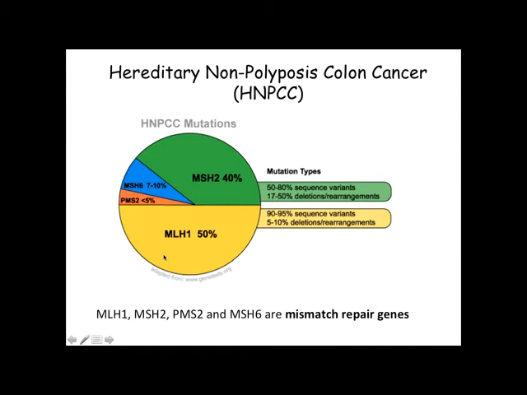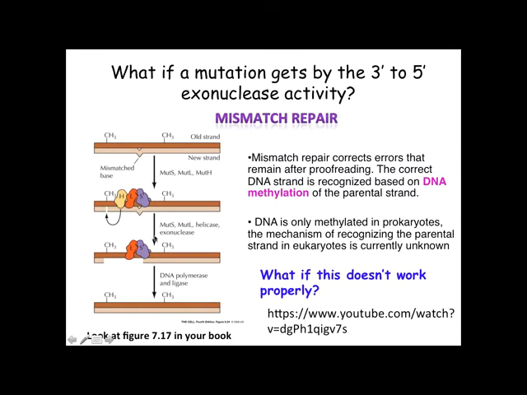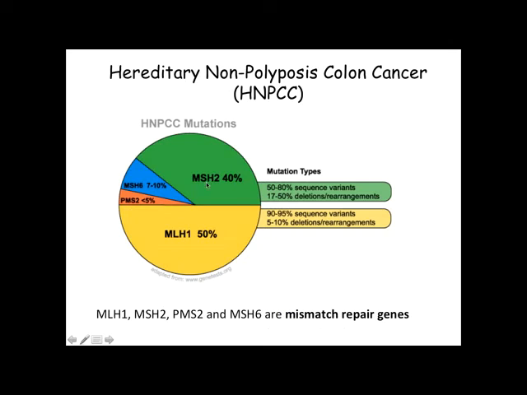And these are genes that code for the proteins for this mismatch repair complex. So here is the prokaryotic version of it, MutS, MutL, MutH. Eukaryotes have different names, MSH2, MLH1, MSH6, but they carry out the exact same process. And in this type of colon cancer, most people who have this type of colon cancer will have mutations in these genes.